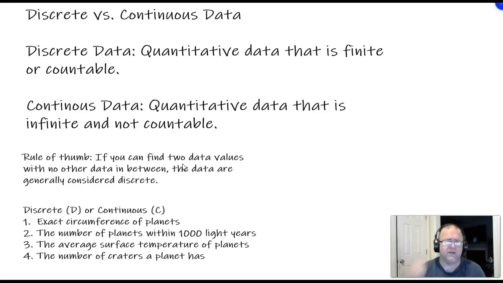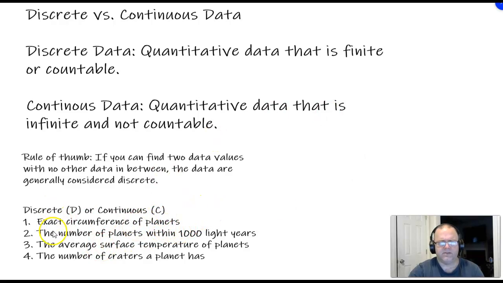So let's look at these 4 examples here and decide whether or not these are discrete or continuous. At this point, I'd like you to pause the video. I'd like you to think about these, talk about them, think about the rule of thumb. Put a little D or C, maybe on a piece of paper there for each number. See what you think. And then we'll go back and talk about it.